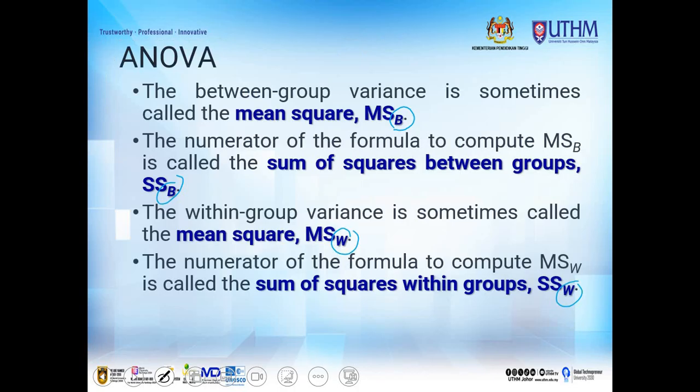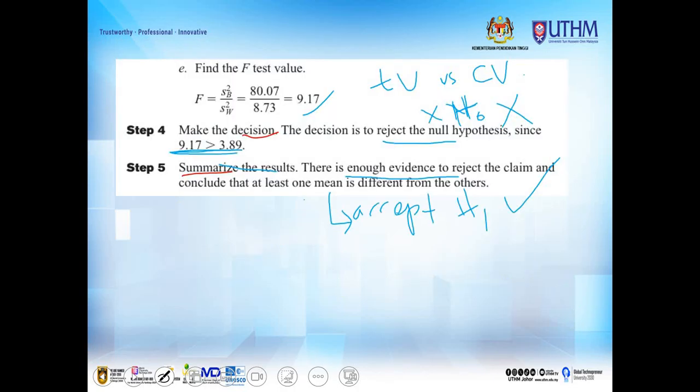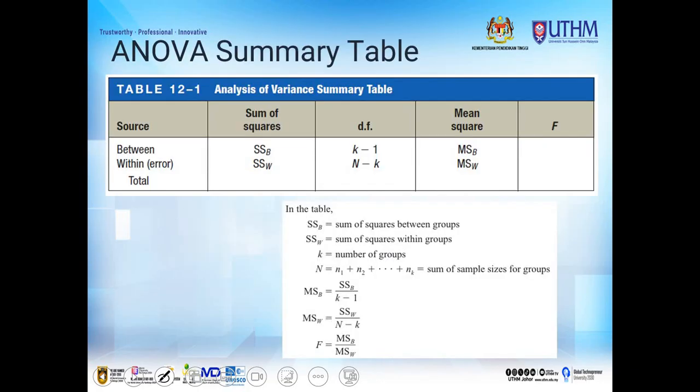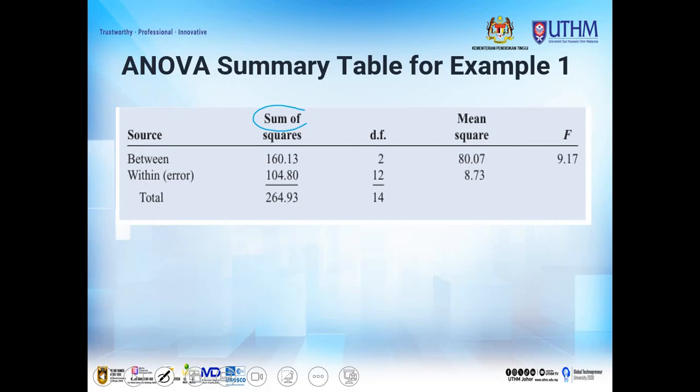The value that we noticed before is actually the mean square, which is actually calculating the variance. But in this example, they want to identify the sum of squares, the sum of the squared differences between the x value and the x bar value. So for the between, we have 160.13, within we have 104.8. So total is, you just total up all these, you'll get 264.93.